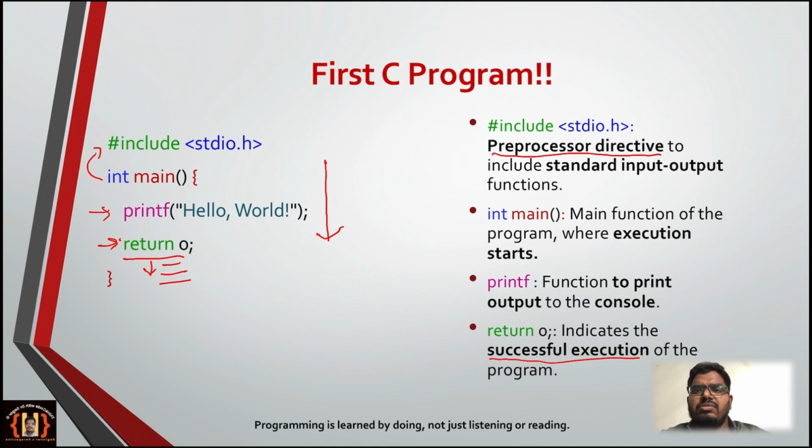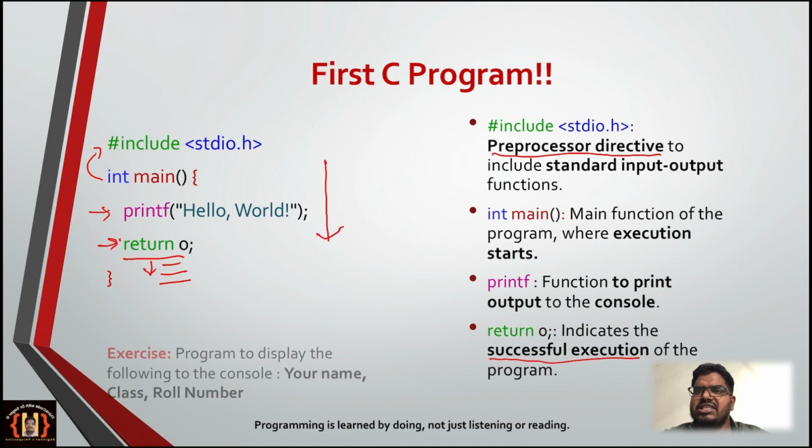Now what is this program doing? It is simply displaying hello world in the command prompt, right? So the topic is structure of the C program, which we have already covered now. Before I move on, you can do some exercise here. Try to write a program where you display the following output to the console, such as your name, class, roll number. Type that and try to print it in the output console.